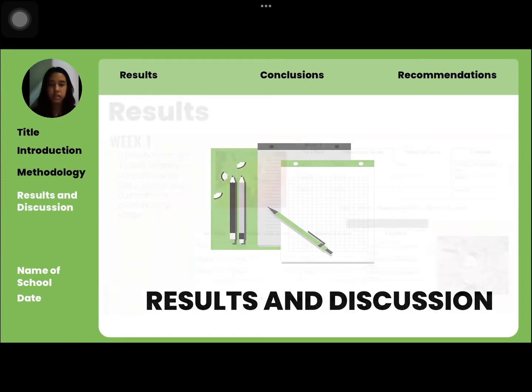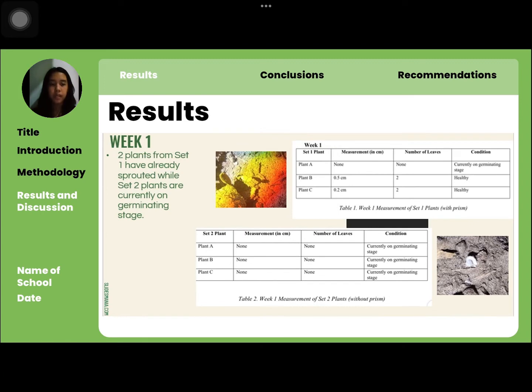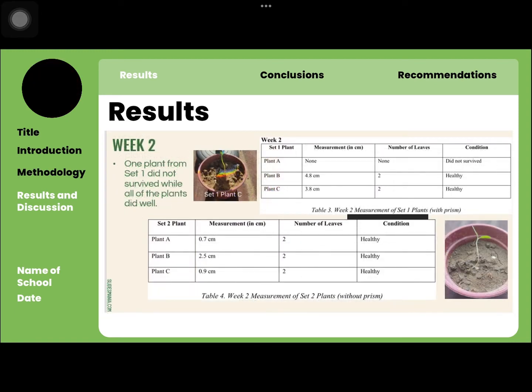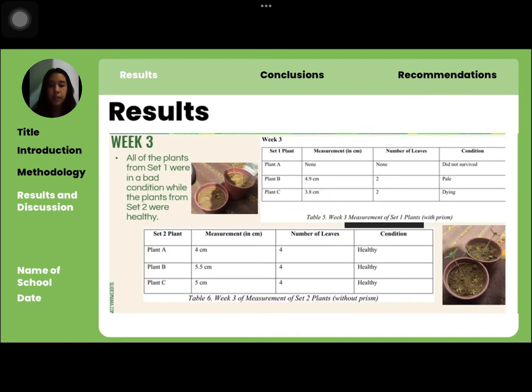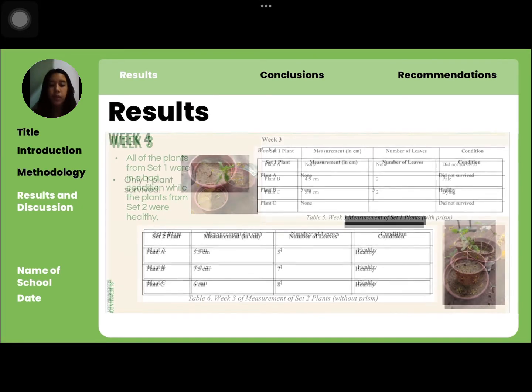Results and discussion. On week 1, 2 plants from set 1 have already sprouted and measured 0.5 and 0.2 centimeters, while set 2 plants are still in the germinating stage. On week 2, 1 plant from set 1 did not survive, but all the plants were doing well and healthy. On week 3, the plants from set 1 measured 4.9 cm and 3.8 cm and were in bad condition, while the plants from set 2 measured 4 cm, 5.5 cm, and 5 cm and were healthy.